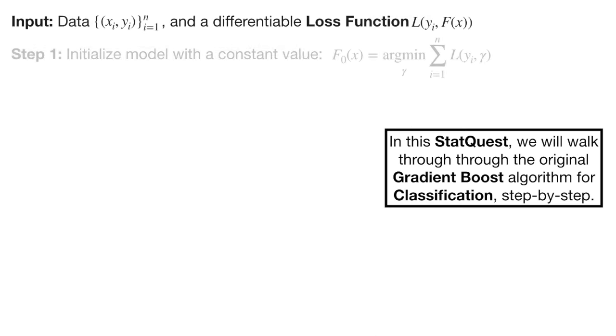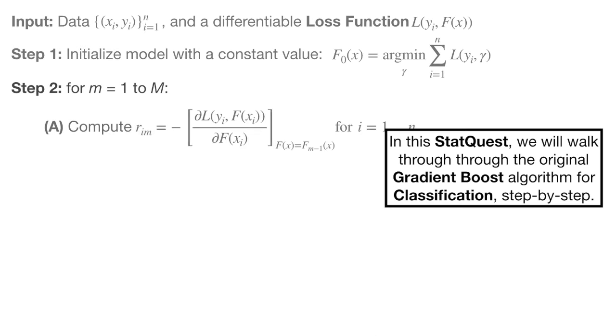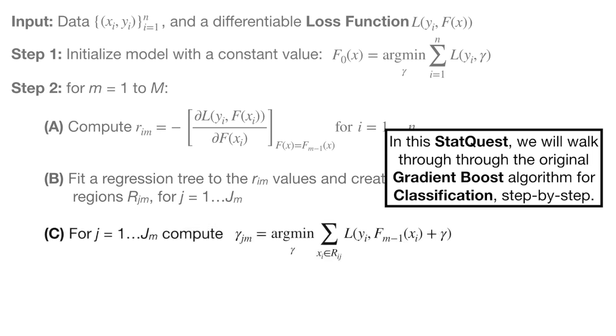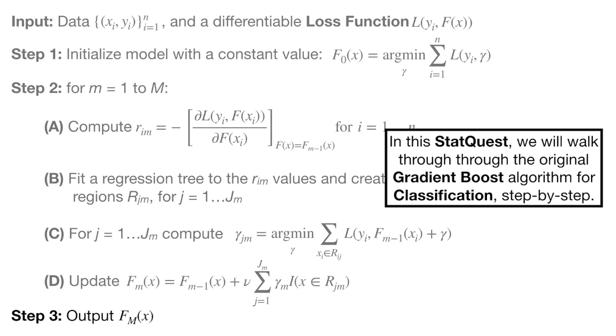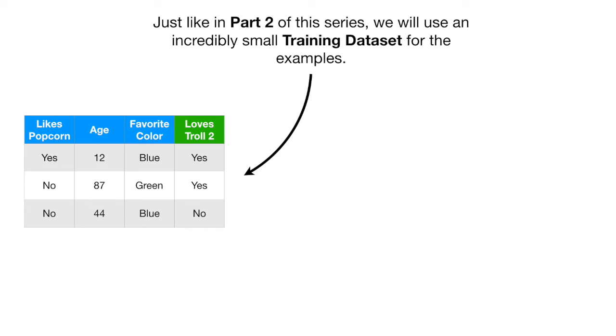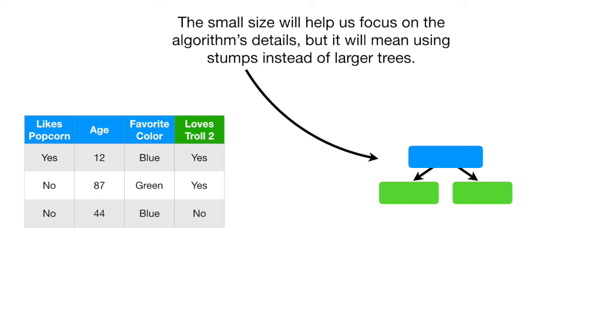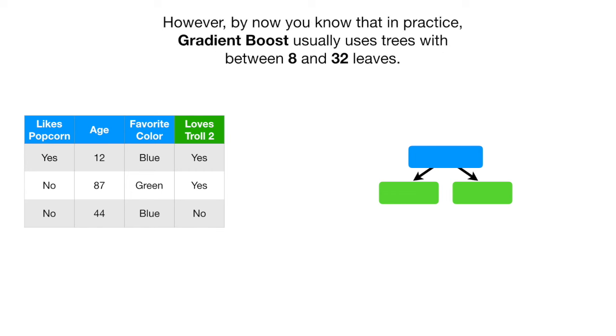In this StatQuest, we will walk through the original gradient boost algorithm for classification step by step. Just like in part 2 of this series, we will use an incredibly small training set for the examples. The small size will help us focus on the algorithm's details, but it will mean using stumps instead of trees. However, by now you know that in practice, Gradient Boost usually uses trees with between 8 and 32 leaves.